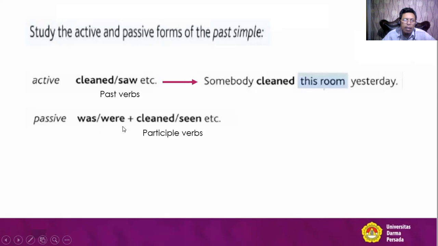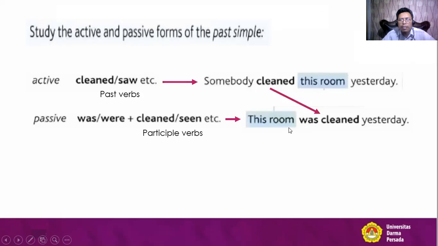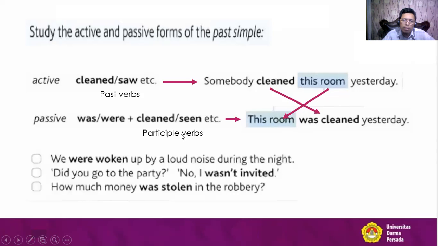And then in passive, we have a combination of was, were, and then participle verbs. We don't have am, is, are because we have past simple. Now let's see. This room was cleaned yesterday. Cleaned changes into was cleaned. And then this room changes into this room. The position object becomes subject.